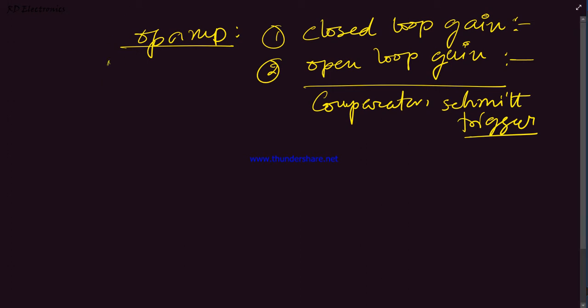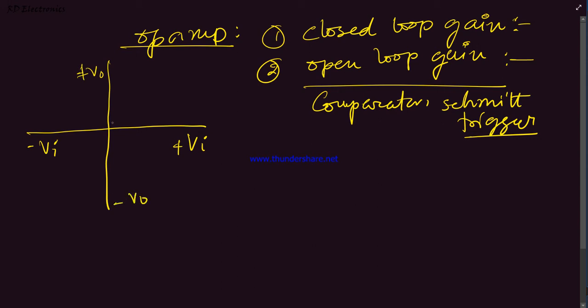So first of all, what are the characteristics of an OpAmp? If we plot here the positive input voltage, and this the negative input voltage, and this the positive output voltage, and this the negative output voltage, the characteristics look like that. These are the transfer characteristics of the operational amplifier. Here we see that after some value of input voltage the output is saturated. So this region is known as the nonlinear region, and this region is known as the linear region.